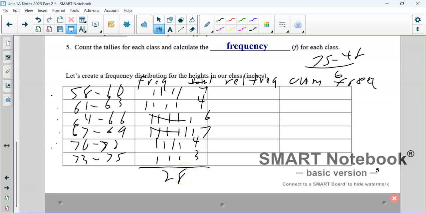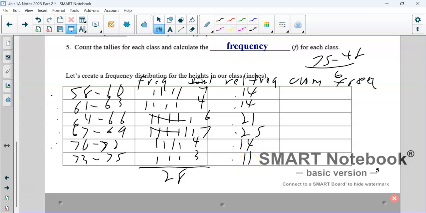Then we're going to do the frequency percentage. So it's like a quiz score. So 4 divided by 28. That's 0.14. And then that's going to be the same thing, 0.14. And then we're going to do 6 divided by 28, which is 0.21. 7 divided by 28, which is 0.25. Then 4 again is going to be 0.14. And then 3 divided by 28 is 0.11.